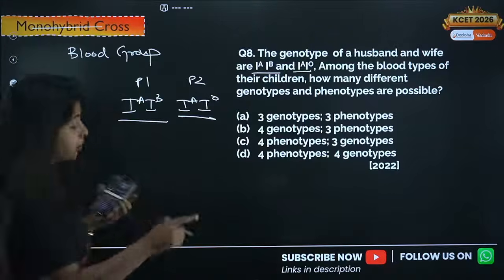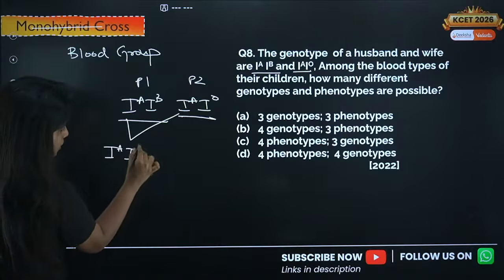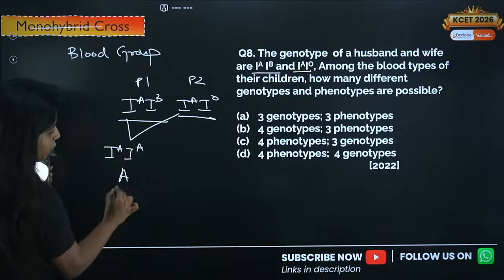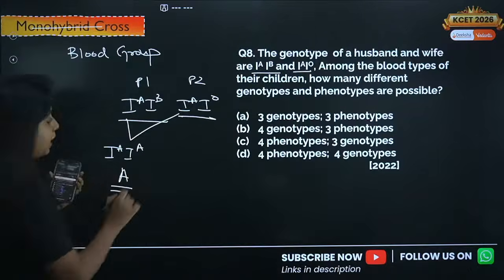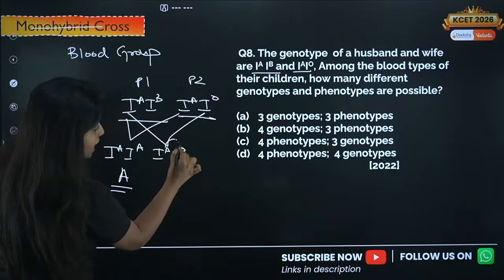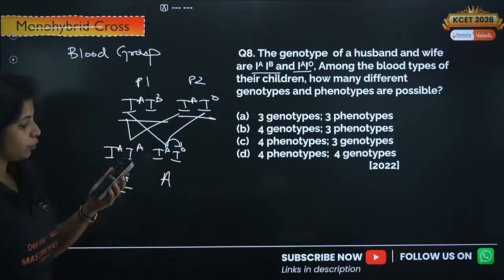So I am going to cross, okay? This and this, when it goes, you get IAIA. This is the genotype. What is the phenotype? A will be the phenotype. The blood group will be A. This and this crosses, I get IAIO. Again, A is dominant over O, which is why it will be A blood group only.